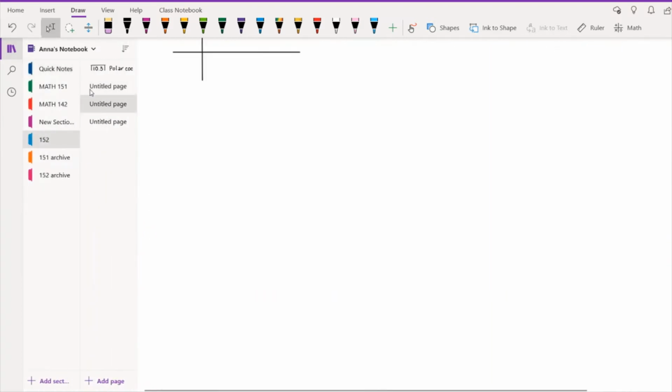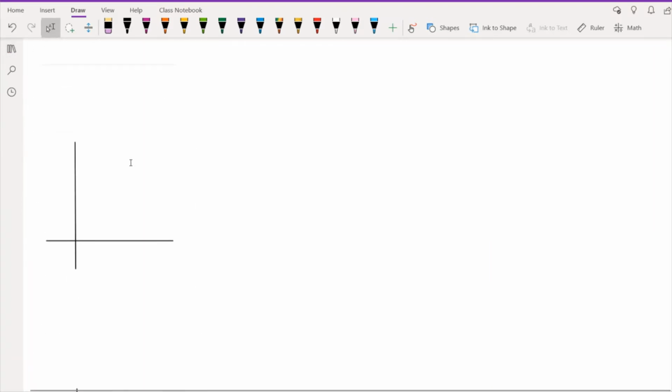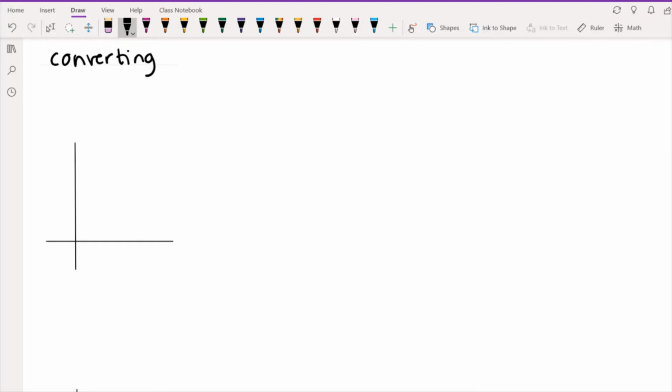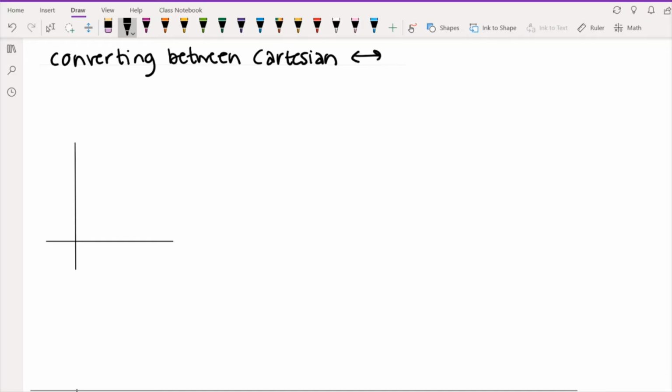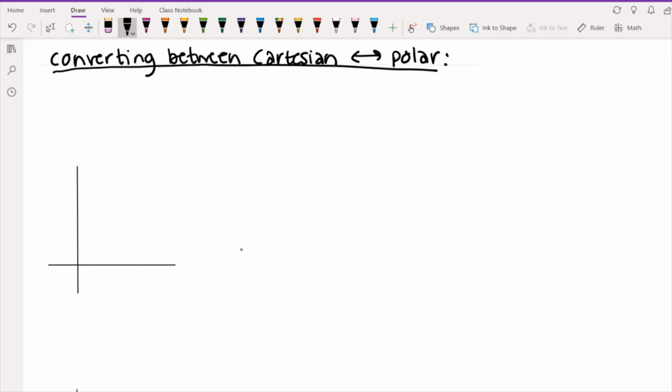Okay, so the next thing I want to talk about is how do you convert between rectangular and polar coordinates? So converting between rectangular, or I guess I should say Cartesian, that's the word that your book uses. Okay, so the kind of easier conversion to do, in my opinion, is to go from polar to rectangular. So let's start with that first. So first one we're going to be looking at is going from polar to rectangular.